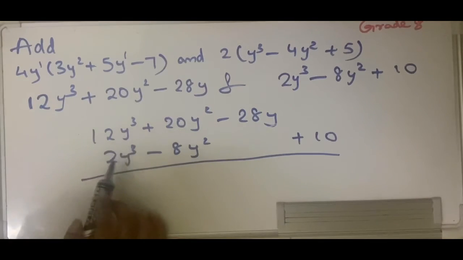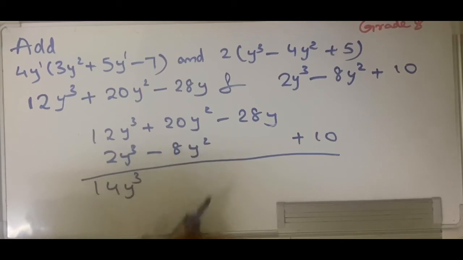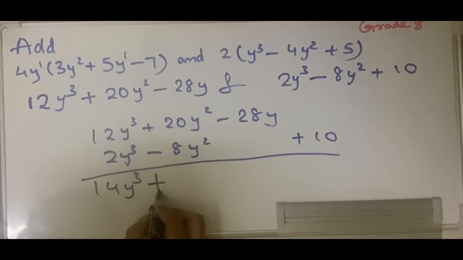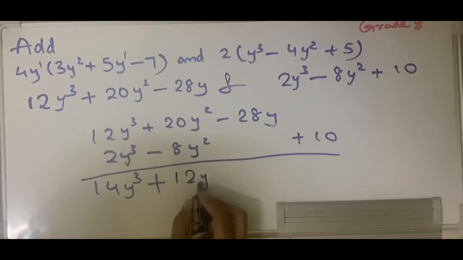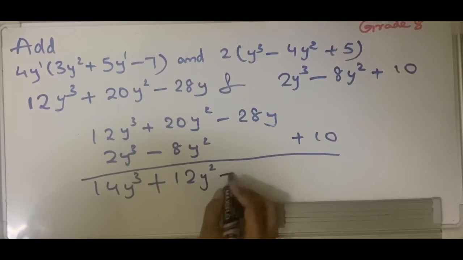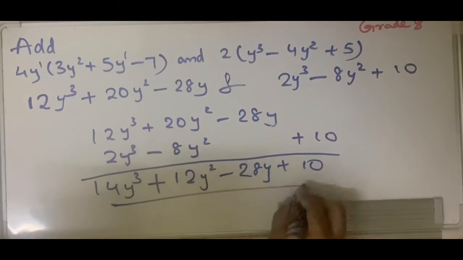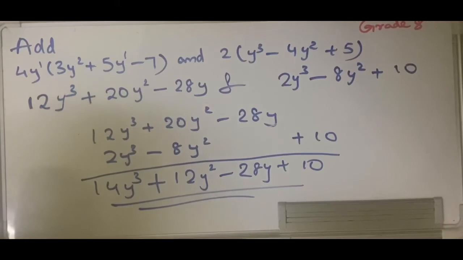So 12y cube plus 2y cube. So you get 14y cube plus 20y square minus 8y square. Different sign, do the subtraction. Biggest number sign goes to the answer. So you have a positive. 20 minus 8 is 12. So 12y square minus 28y, you copy paste, and plus 10 copy paste, because there is nothing to solve it further. Clear?